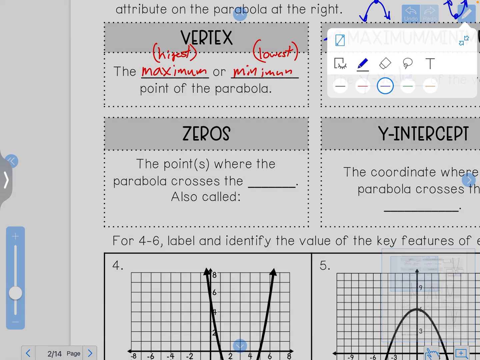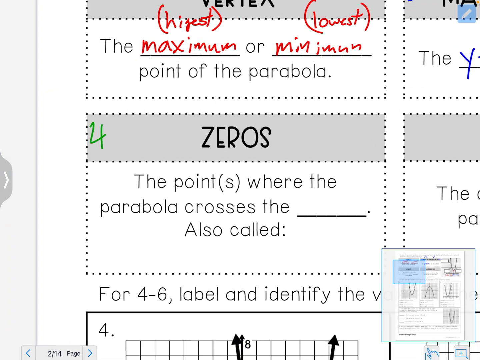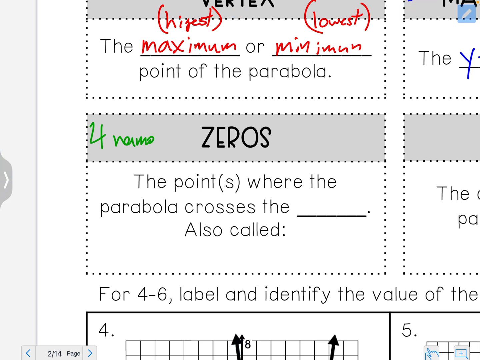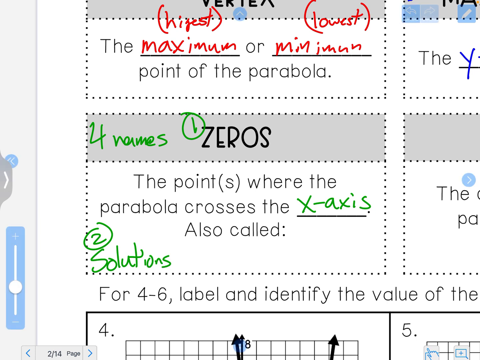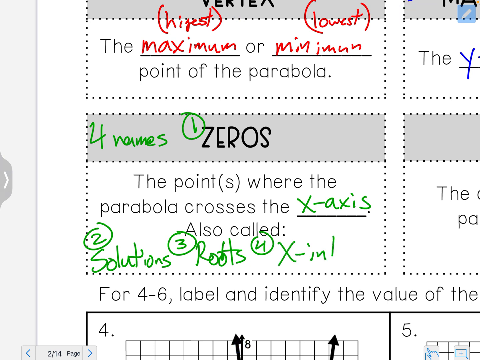All right, zeros. We have 4 names that all mean the same thing. The first name that we're going to talk about is zeros. The zeros are the points where the parabola crosses the x-axis. Our second name for them is solutions. Our third name for them is roots. And then our fourth name for them is x-intercepts. This is one of those things you're going to have to commit to memory.